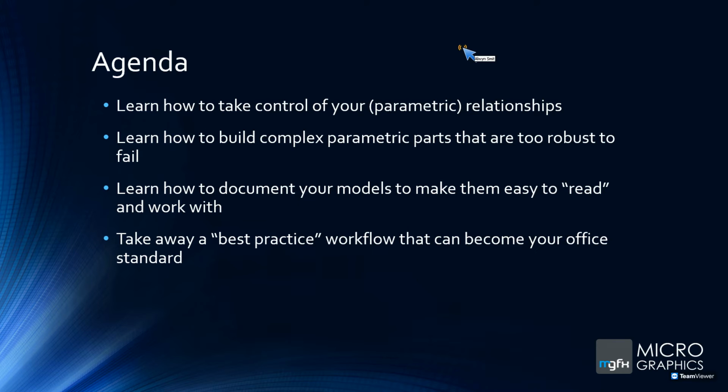Okay. So I've put up a little agenda to try and mitigate some of those issues that you get when modeling in Inventor. Learn how to take control of your parametric relationships. You need to know why it is doing what it does, so you take control and get more predictable models. Learn how to build complex parametric parts that are too robust to fail. About 98, 99% of the time you will get those issues, where something you could not have foreseen will go wrong and the model will explode, but let's learn how to build this as watertight as possible.